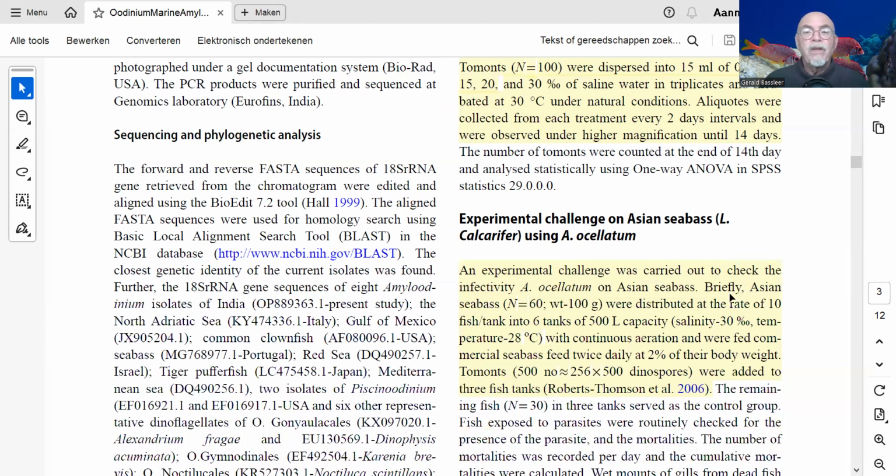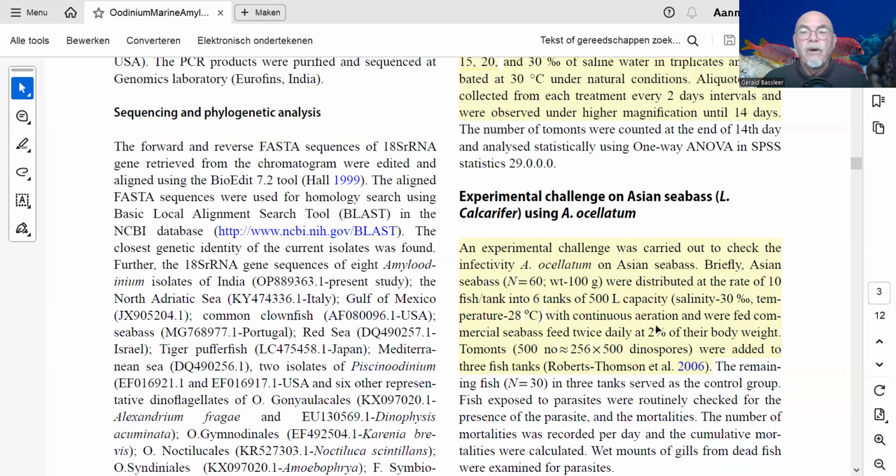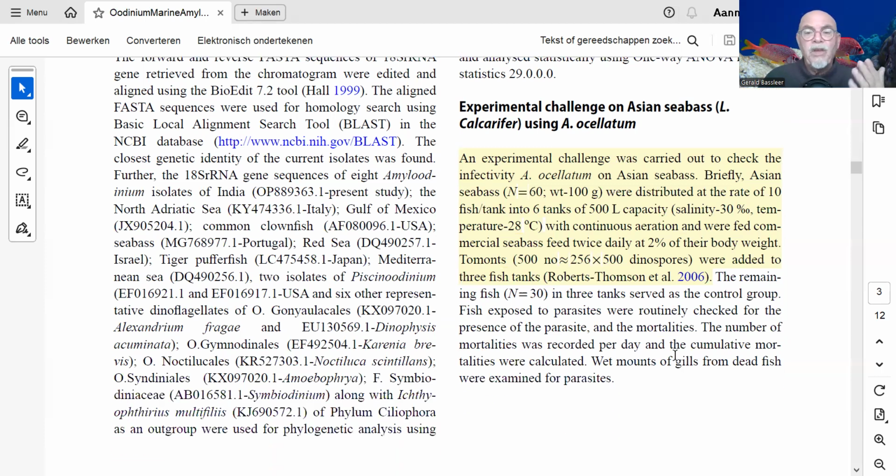The other test was an experimental challenge on the Asian sea bass, Lates. The fish were kept, 10 fish in each of 6 tanks of 500 liters, at a salinity of about 30% and a temperature of 28 degrees Celsius. They were fed twice a day, 2% of their body weight. The tomites, the parasites, were added to 3 of the fish tanks. The other 3 tanks, which didn't receive the parasites, were the control group. So we will see the results later on.